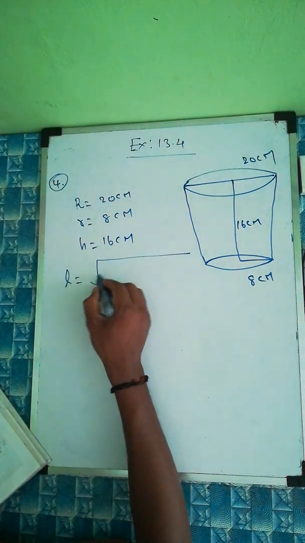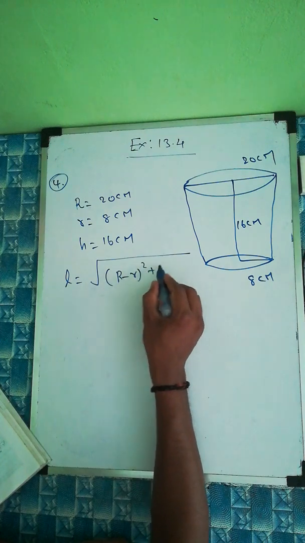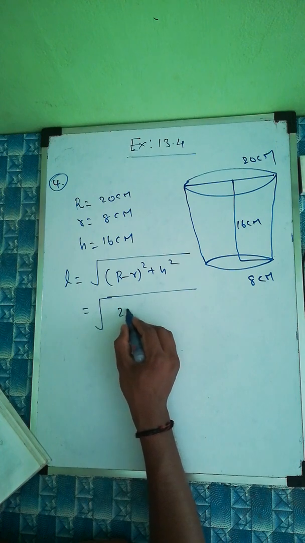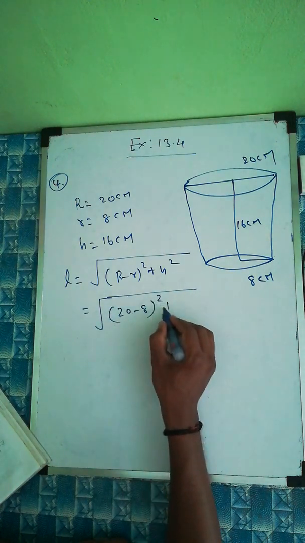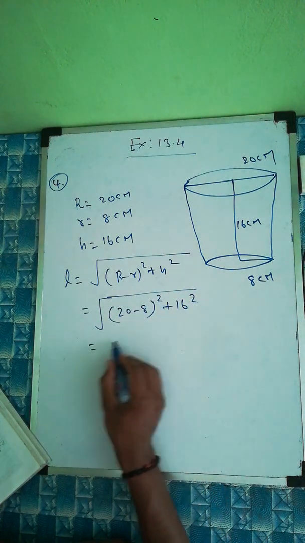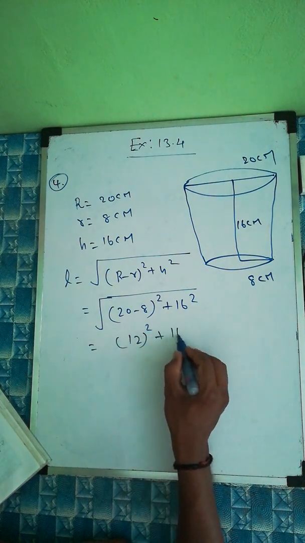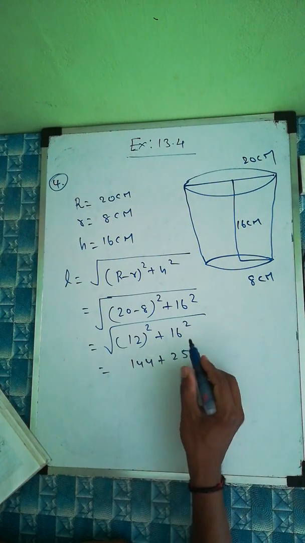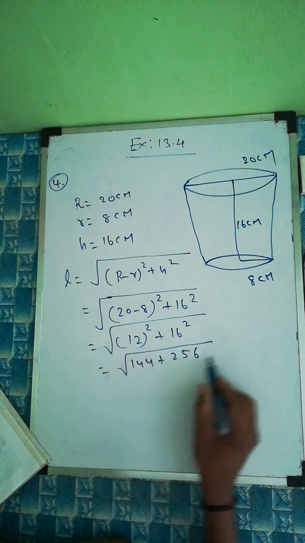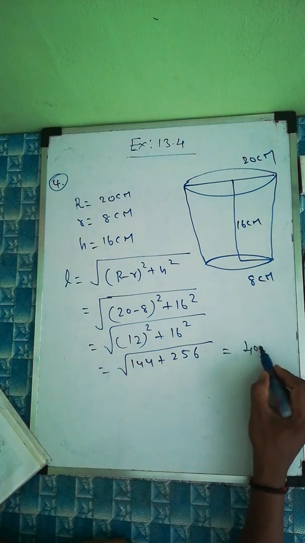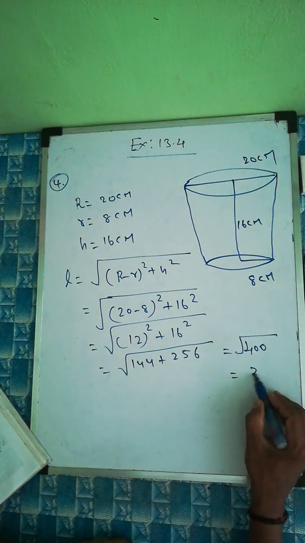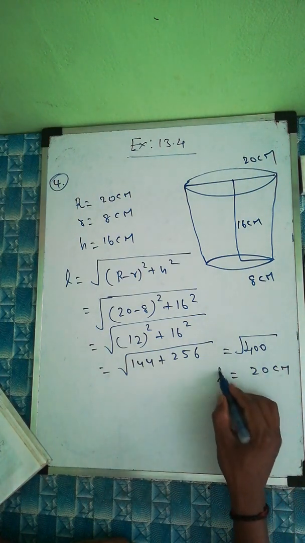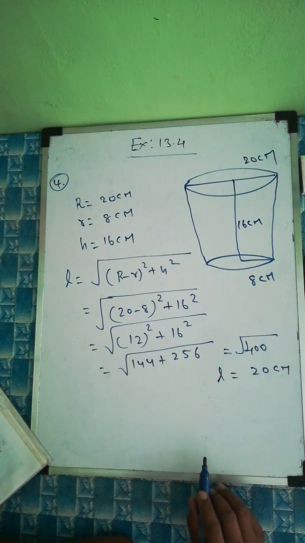L equals the formula root over (R minus r) square plus h square. So it is 20 minus 8 square plus 16 square. So it's 12 square plus 16 square. 12 square is 144, 16 square is 256. So 400. Root 400 is 20 centimeter. Plus or minus, we'll take only plus because length is only positive, so we'll take 20 centimeter.